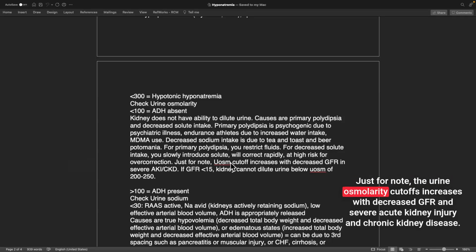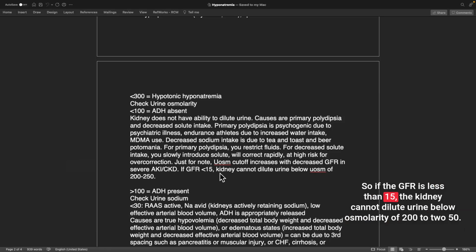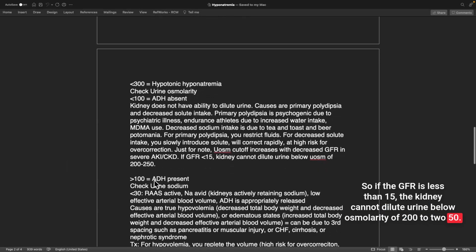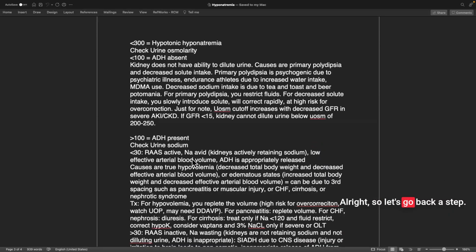Just for note, the urine osmolarity cutoffs increase with decreased GFR and severe acute kidney injury and chronic kidney disease. So if the GFR is less than 15, the kidney cannot dilute urine below osmolarity of 200 to 250. All right, so let's go back a step.